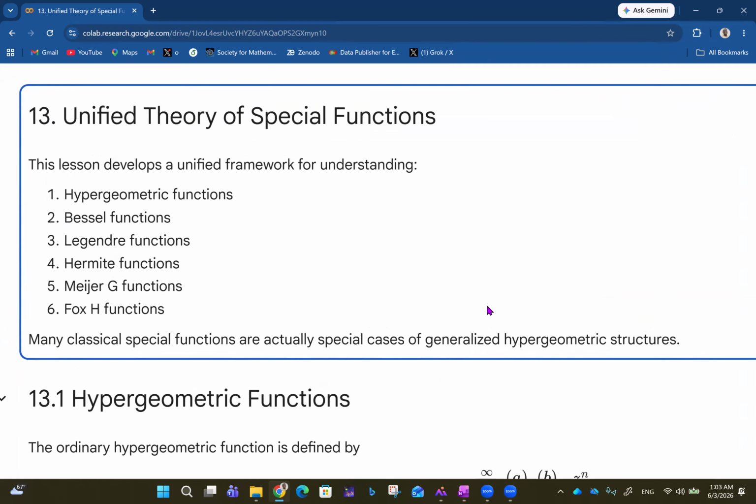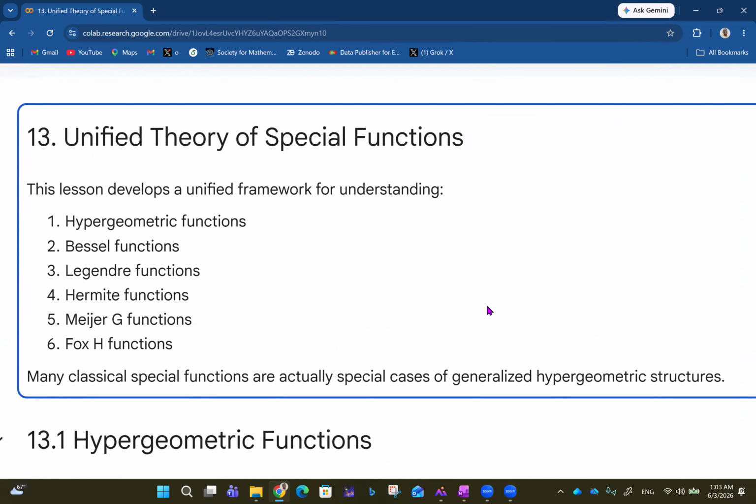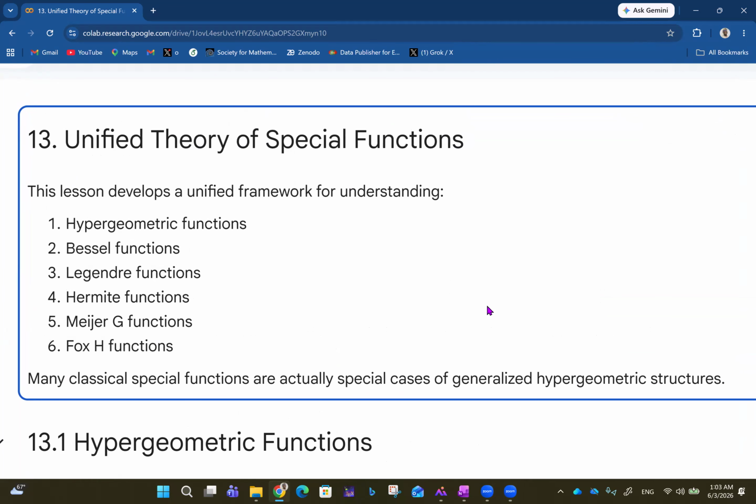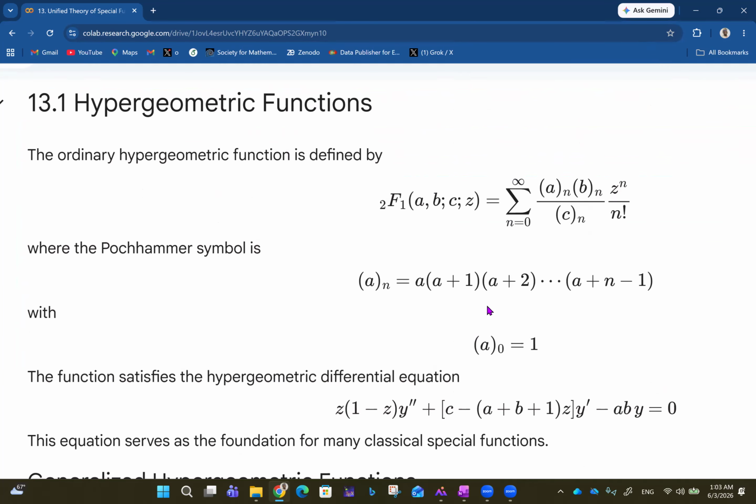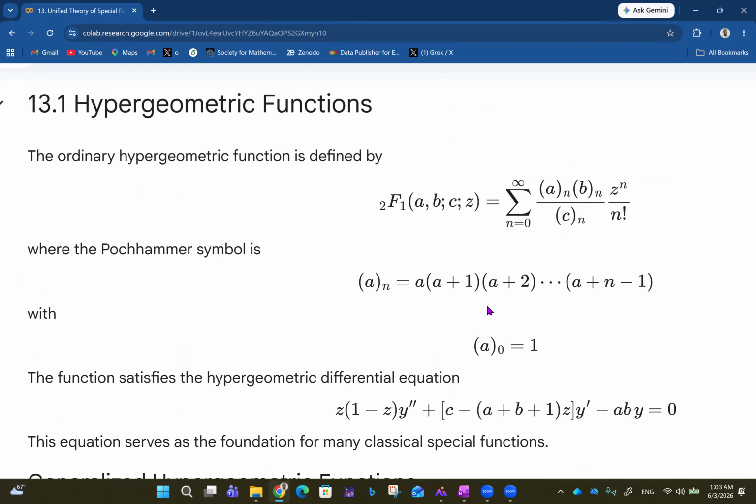This lesson develops a unified framework for understanding hypergeometric functions, Bessel functions, Legendre functions, Hermite functions, Meijer G functions, and Fox H functions. Many classical special functions are actually special cases of generalized hypergeometric structures. So let's again remind ourselves of hypergeometric functions, which we considered in the last video.